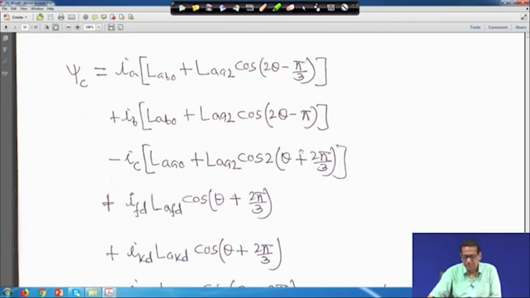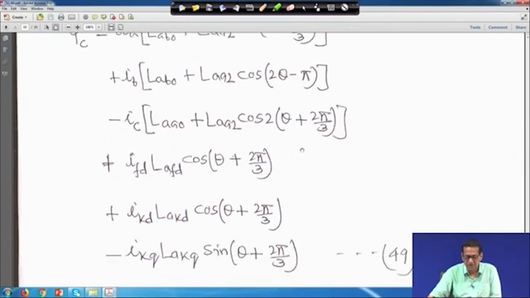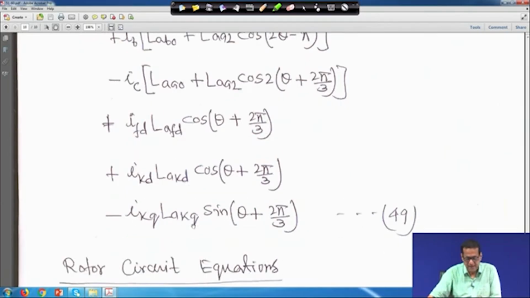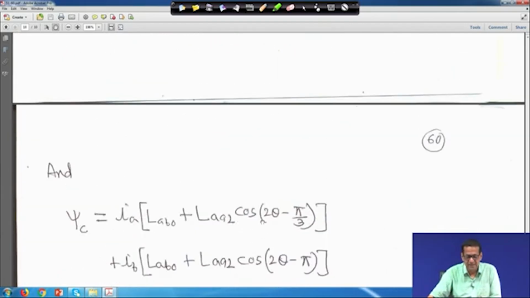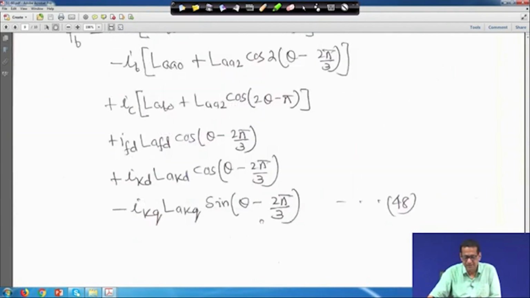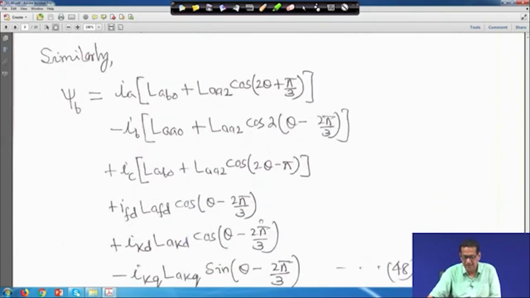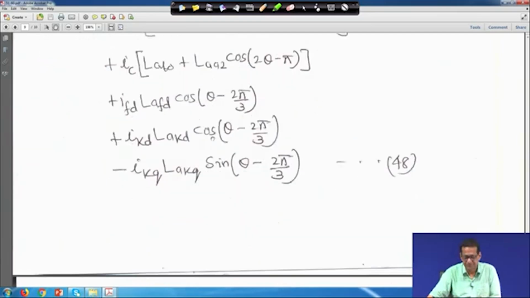Then plus IFD LFD cos theta plus 2 pi by 3, plus IKD LAKD cos theta plus 2 pi by 3, and minus IKQ LAKQ sin theta plus 2 pi by 3. So now the flux linkages for psi B, psi C and all these are derived, right.